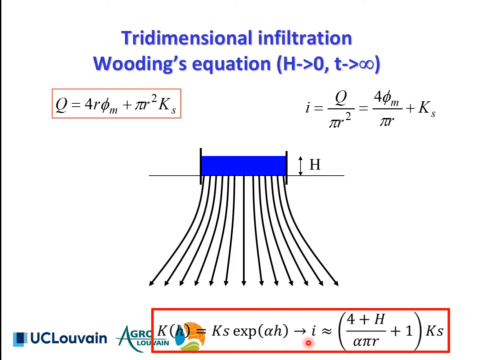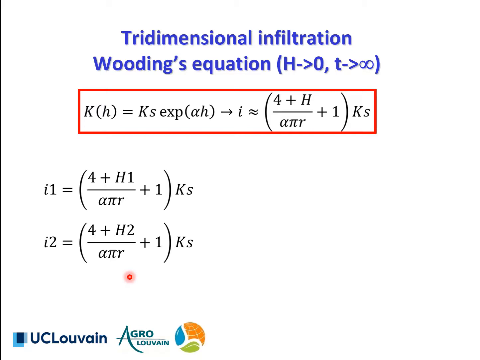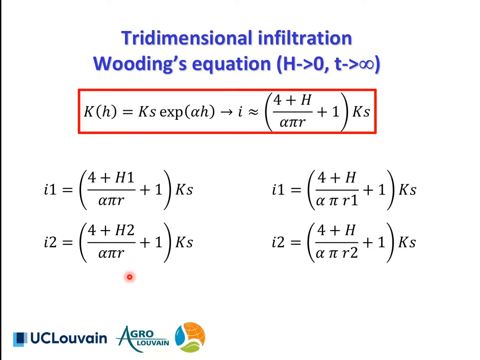an expression of the steady-state flux in terms of two parameters, Ks and alpha, and also some geometrical parameters like R and H. So if we want to obtain alpha and K, we need to carry out two infiltration experiments. For instance, we can perform an experiment with two different pressure heads in the infiltrometer H1 and H2. We will in this case obtain two equations with two unknowns. Alternatively, we can also perform an analysis with infiltrometers with two different radii.